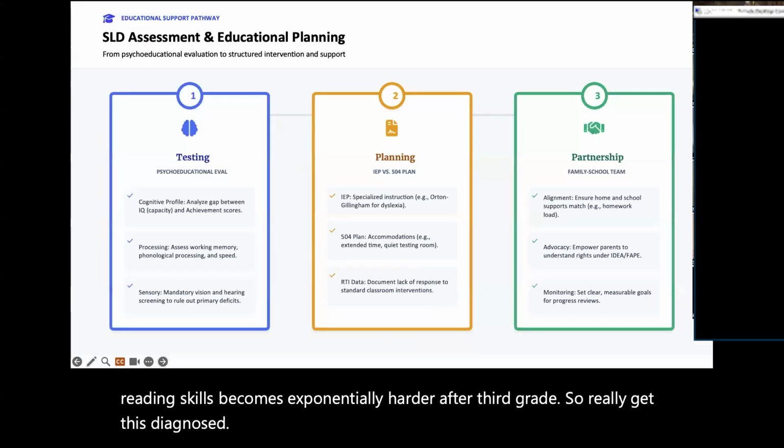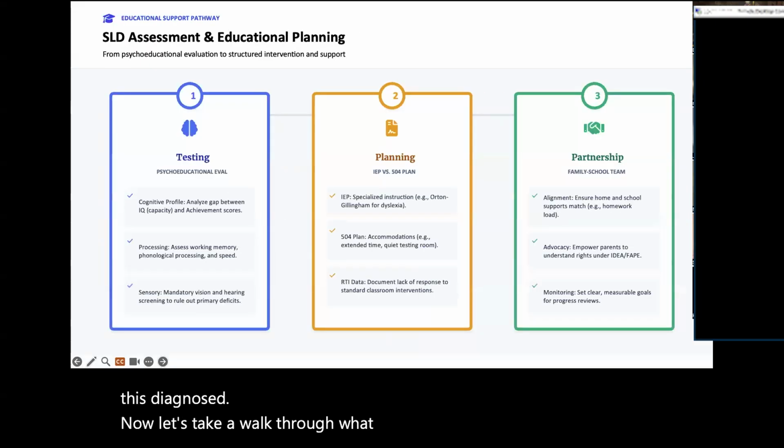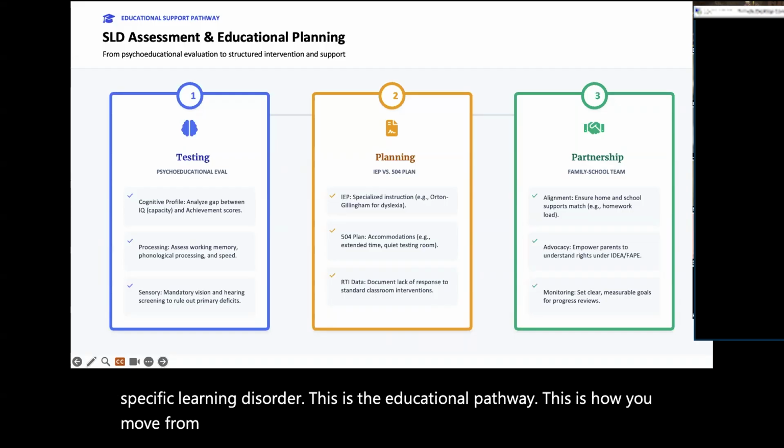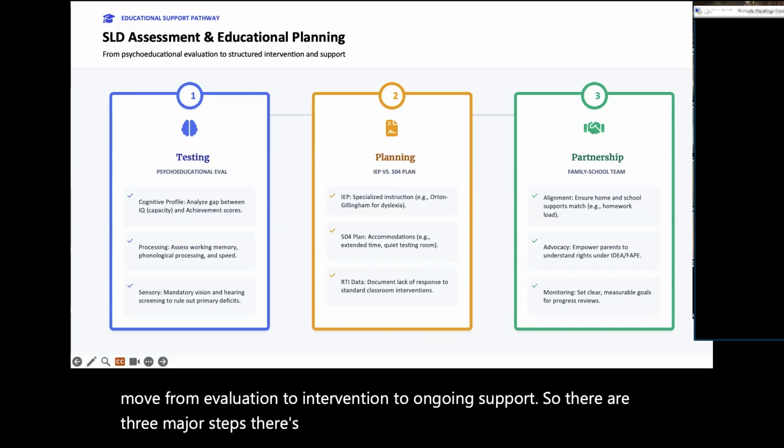Now, let's take a walk through what actually happens once you suspect a specific learning disorder. This is the educational pathway. This is how you move from evaluation to intervention to ongoing support. So there are three major steps. There's the testing, the planning, and the partnership.